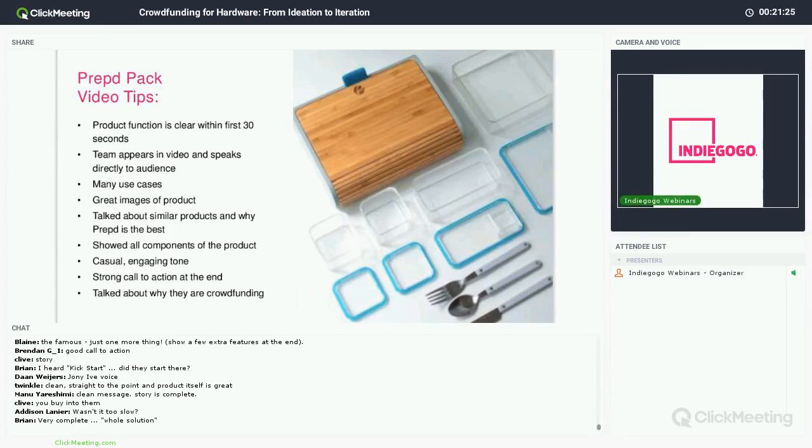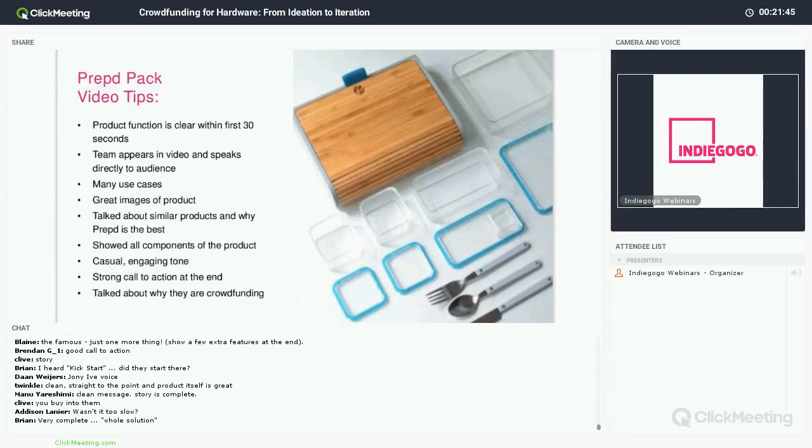They offer many use cases throughout the video. What that means is they show the product being used by many people in many different settings, so that as an audience member, I can relate to these little scenarios that I'm watching, and I can see myself using this product and how it would benefit my life.